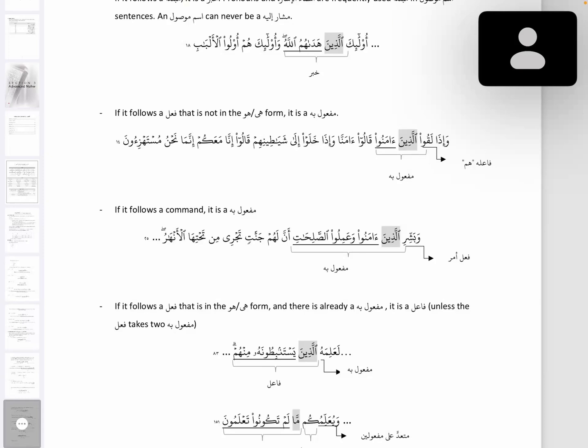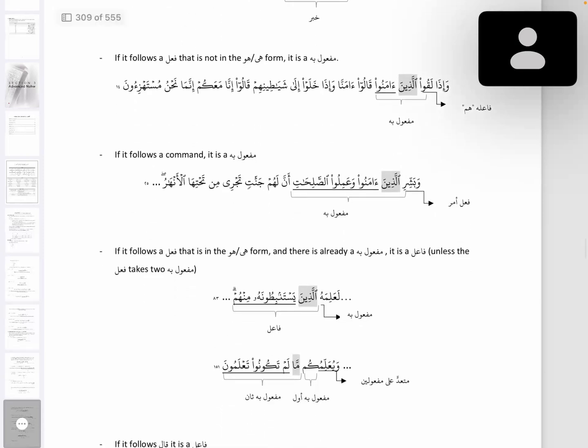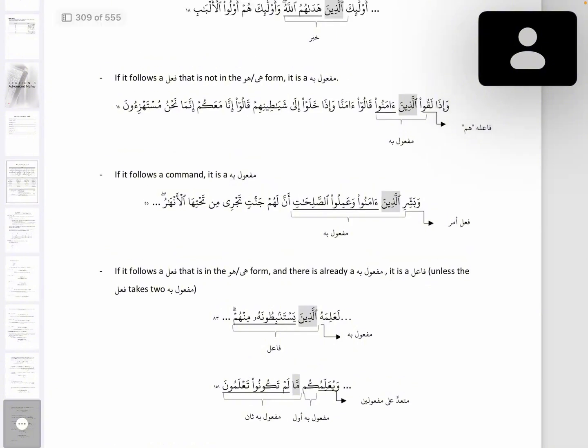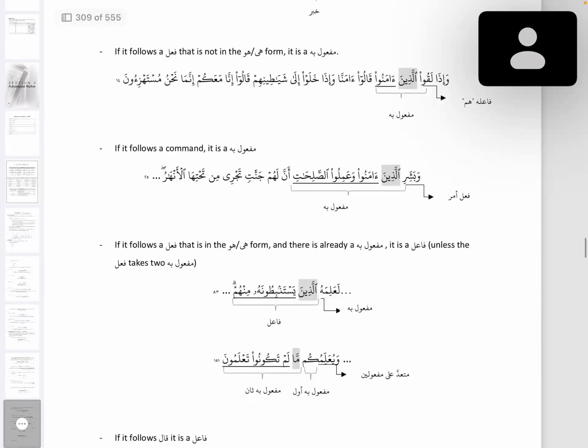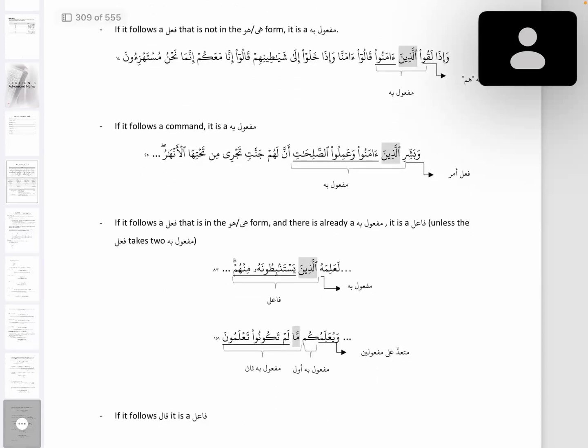If it follows a fail that is in the huwa or hiya form, and there is already a maful bihi, it is fail, unless the fail takes two maful bihi. If it follows a command, it is the maful bihi. If it follows a fail that is not in the huwa or hiya form, it is maful bihi. And if it follows a fail that is in the huwa or hiya form, and there is already a maful bihi, then it is the fail.